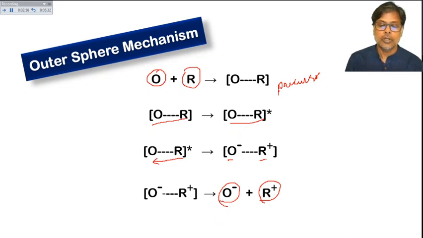So finally, we started with the oxidant and the reductant, and we ended up with O minus and R plus. During the course of the reaction, the oxidant gains one electron and the reductant loses one electron. Now I'm going to take an example and explain in detail.